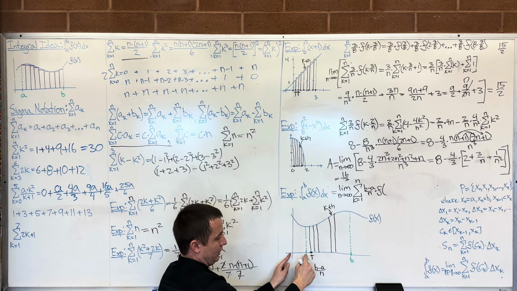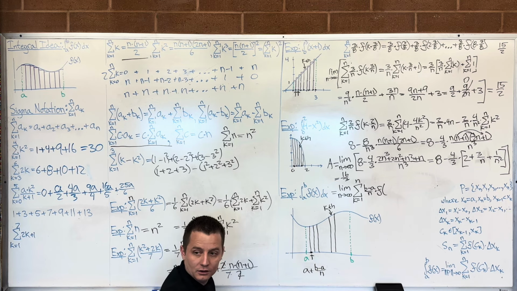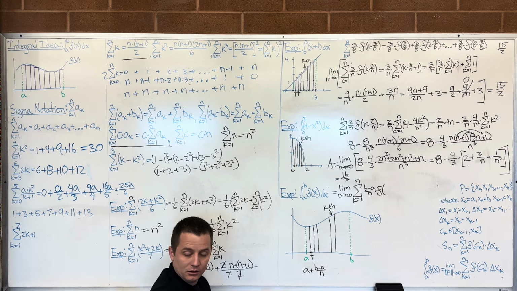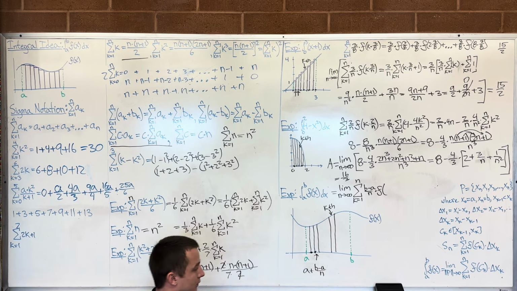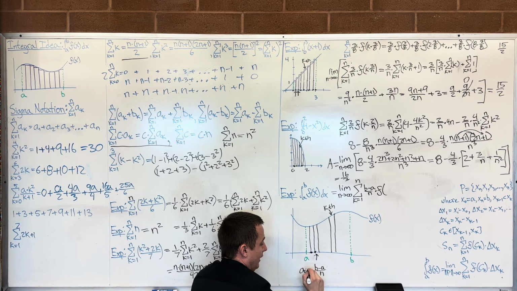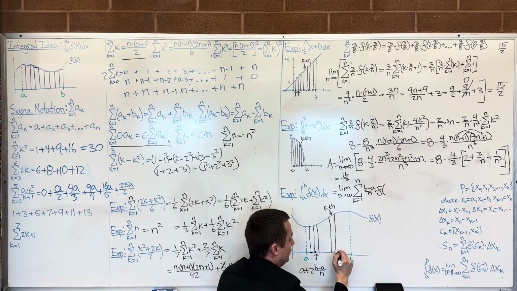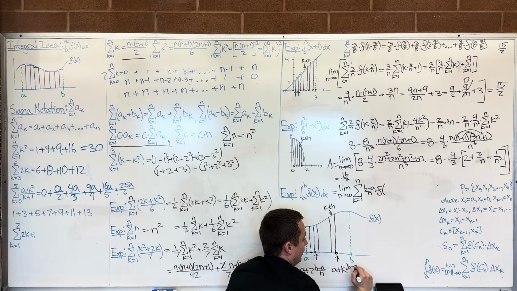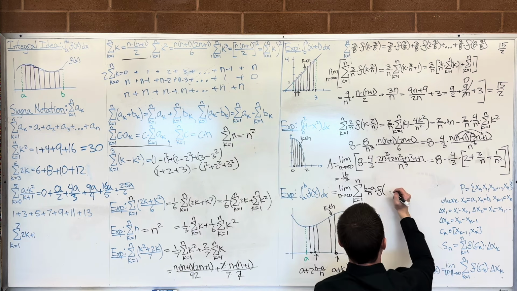a gets us from 0 to here. b minus a over n gets us from here to here. What is the coordinate of this next point? It would be a plus 2 times b minus a over n, 2 of those distances. And now for our kth one, a plus k times whatever our base is, b minus a over n. And so that's exactly what it is right here.